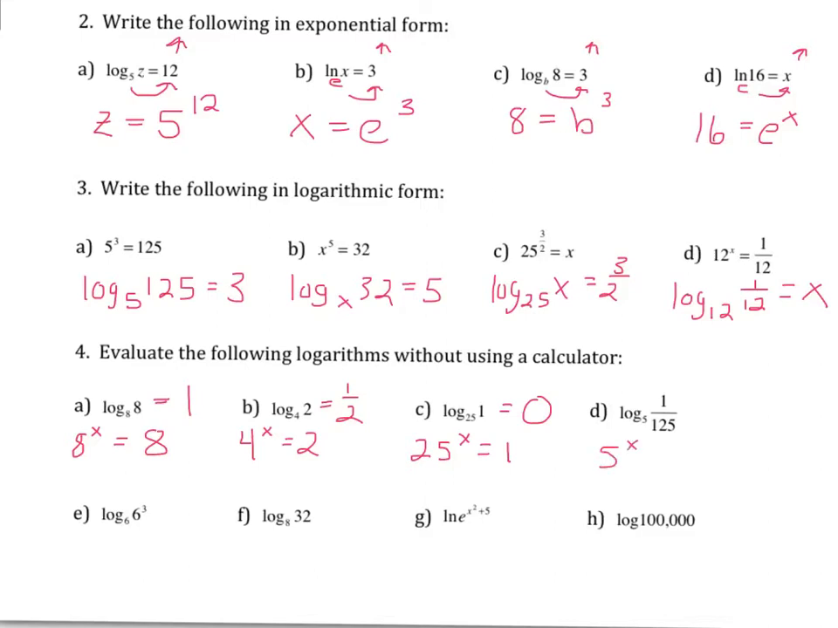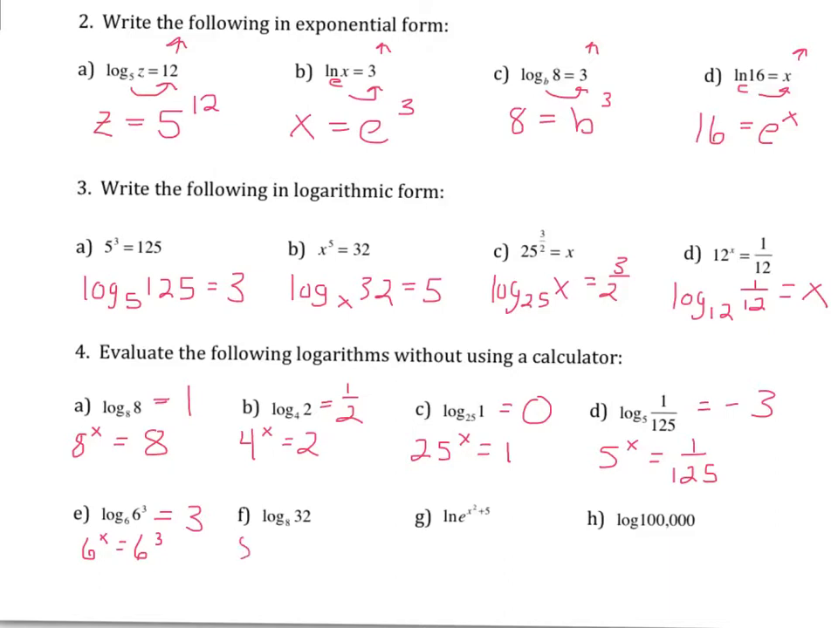Here we have 5 to the what power would equal 1 over 125, and since we need to create a fraction, we're going to have to raise it to a negative exponent, and it would be negative 3 since 5 cubed is 125. For E, the log base 6 of 6 to the 3rd is kind of like asking yourself 6 to the what power would equal 6 to the 3rd, so it would equal 3.